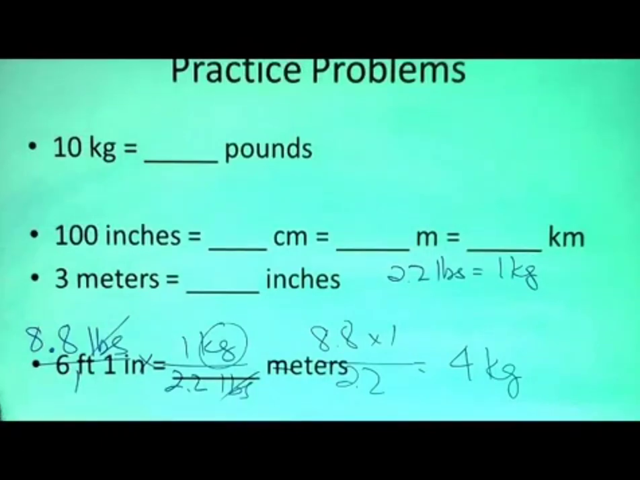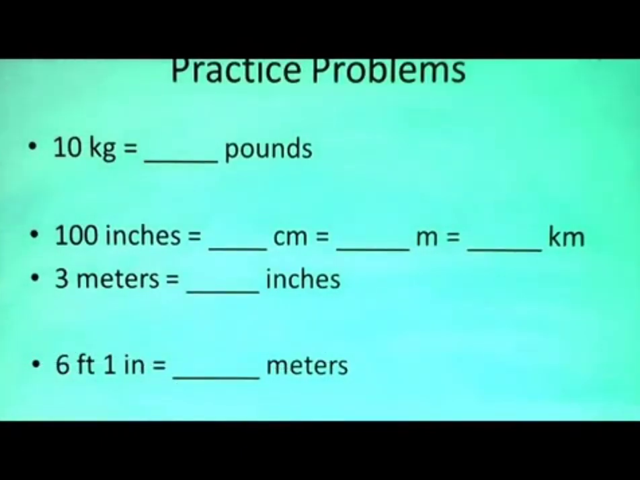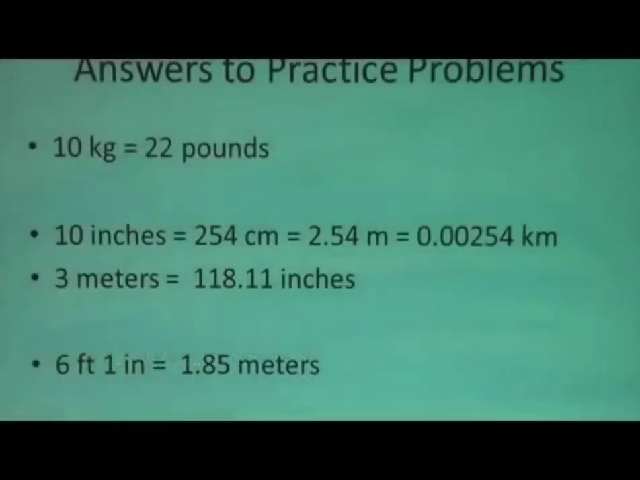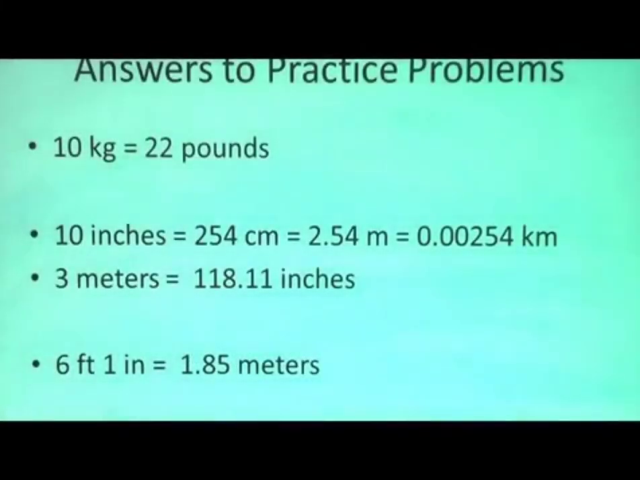Let's do some practice problems. So go ahead and pause this video while you figure out the answers, and then come back when you're done. Here are the answers to the problems that we just did. If you have these answers correctly done, then you don't have to go any further. If you did not do them correctly, then you should continue listening to the explanation.